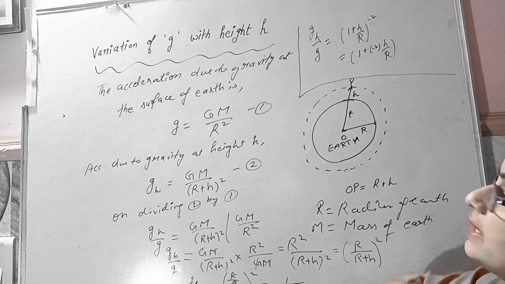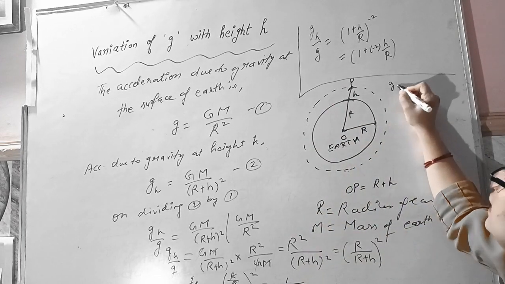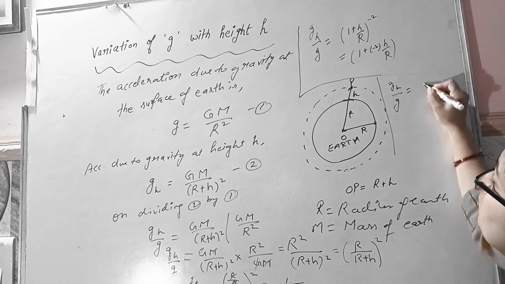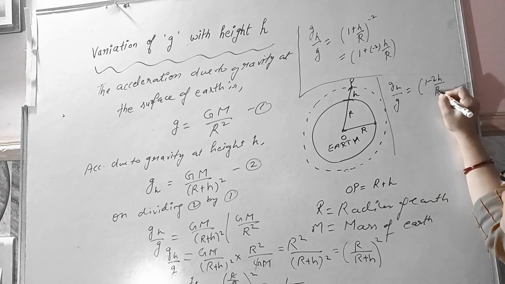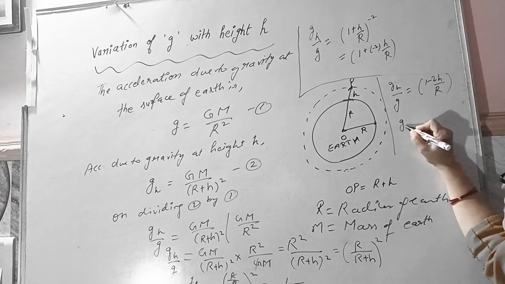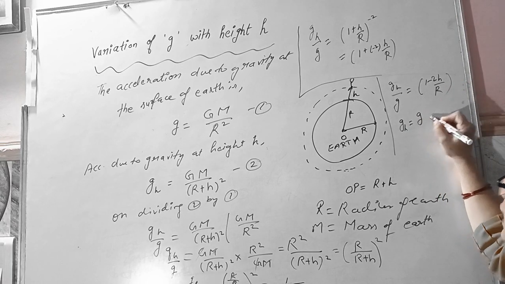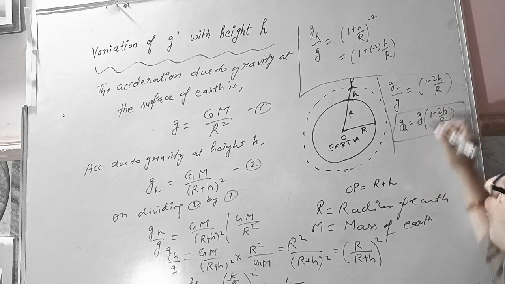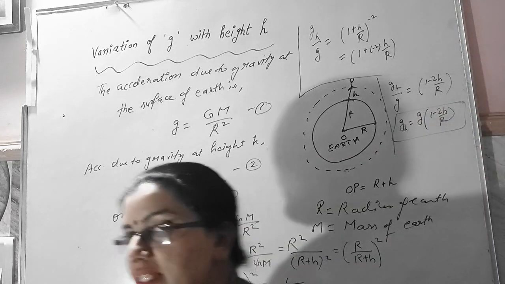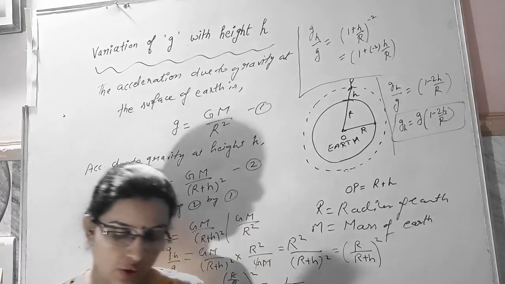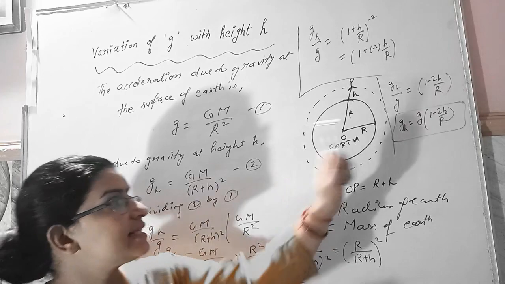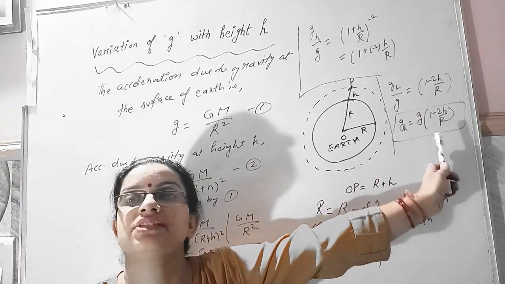So from this we can say that gh upon g is equal to 1 minus 2h upon R. So gh is equal to g into (1 minus 2h upon R). This is the expression of acceleration due to gravity at height h. So from this we can say that acceleration due to gravity decreases with height.